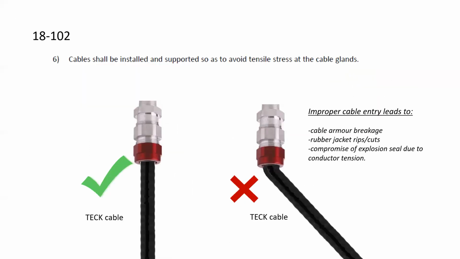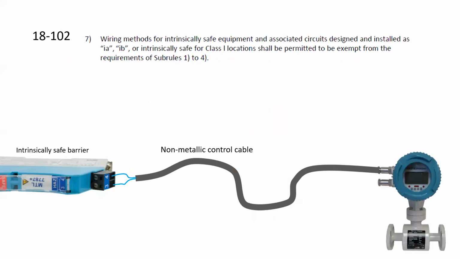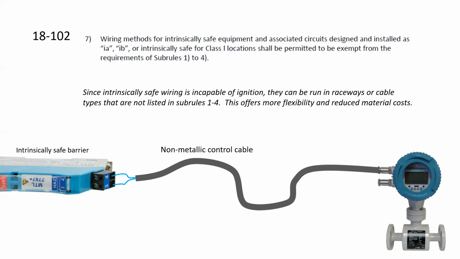18102, Subrule 6, indicates that cables shall be installed and supported so as to avoid tensile stress at the cable glands. Now, obviously, this makes sense on many levels. Subrule 7, if we were to use intrinsically safe wiring methods, it says that we're exempt from subrules 1 to 4. And what this means is that since IS wiring is incapable of ignition, they can be run in raceways or cable types that are not listed in subrules 1 to 4. This offers more flexibility and reduced material costs.